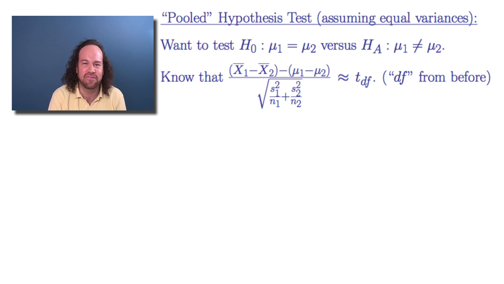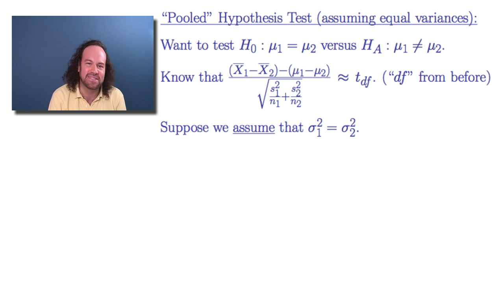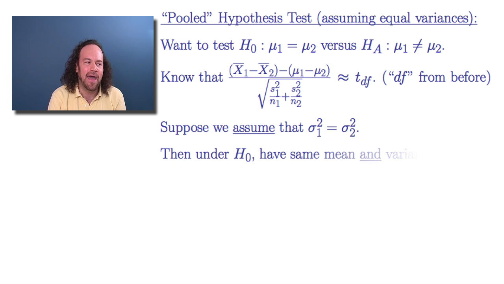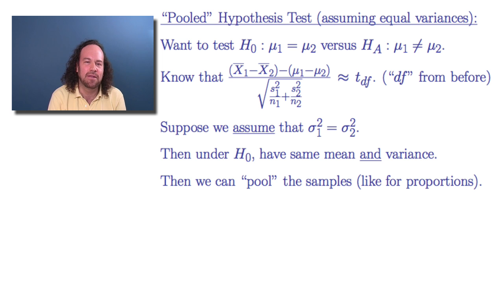We still have this statistic from before, which said that this quantity involving the differences of the sample means minus the differences of the true means was approximately a t-distribution. But now we're going to assume that the true variance is the same for the first sample as it is for the second sample. And that means that under H0, we have the same mean and the variance, and then it turns out that we can pool the samples.